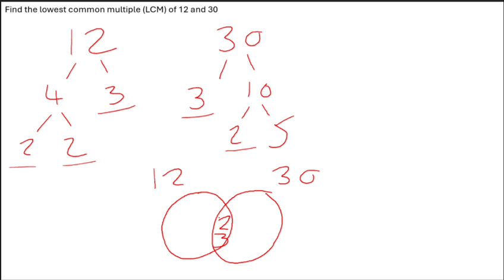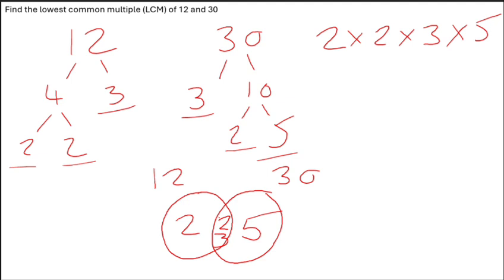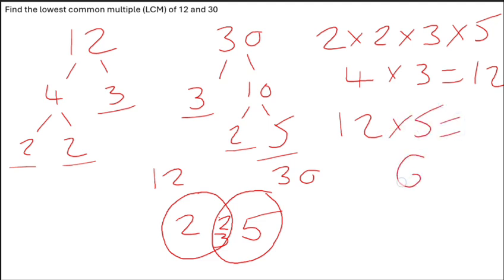Okay, in 12s, I've got a separate 2. In 30, I've got a separate 5. Now that I've laid them out in my Venn diagram, all I need to do is multiply those numbers together. So my equation would be 2 times 2 times 3 times 5. Well, 2 times 2 gives me 4, times 3 equals 12. And then I've got my 5 left over. 12 times 5 equals 60.